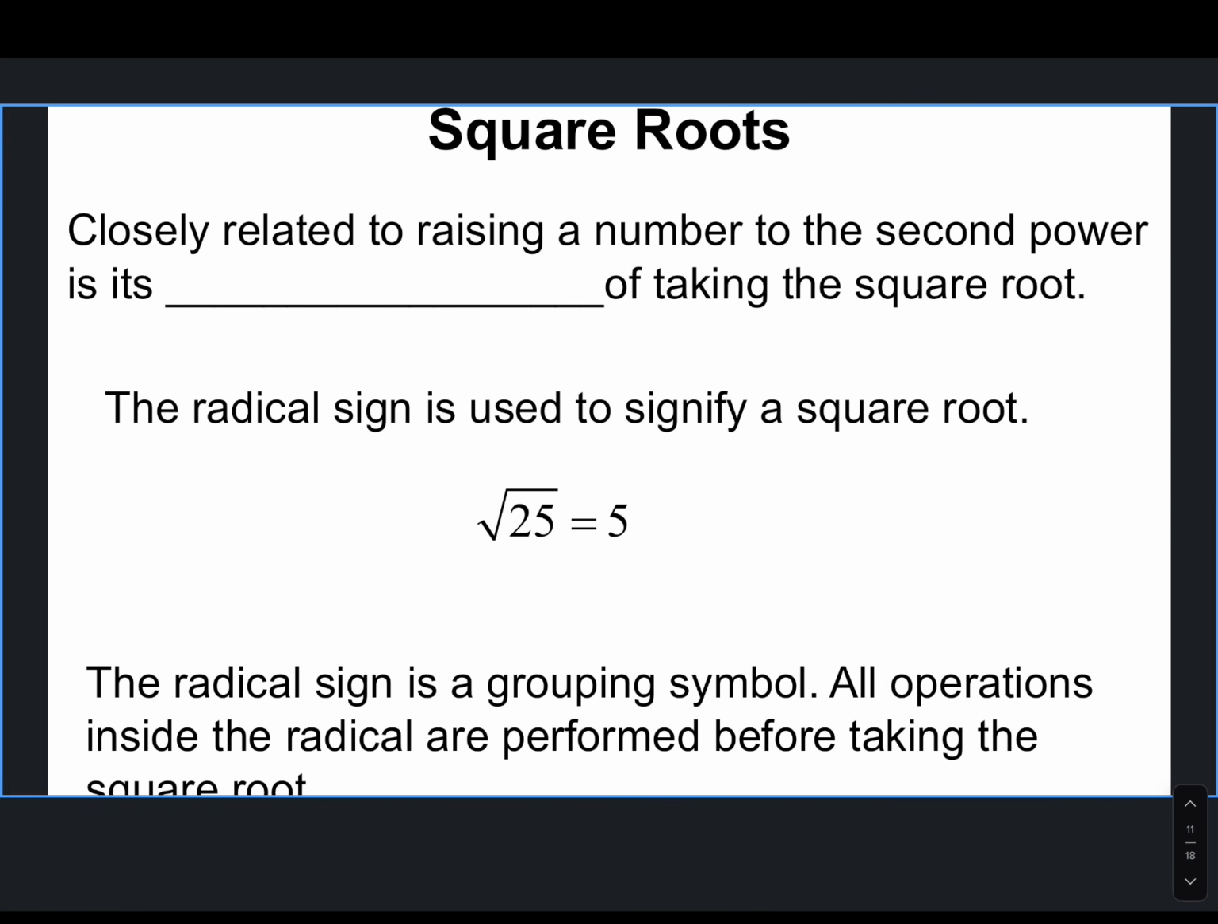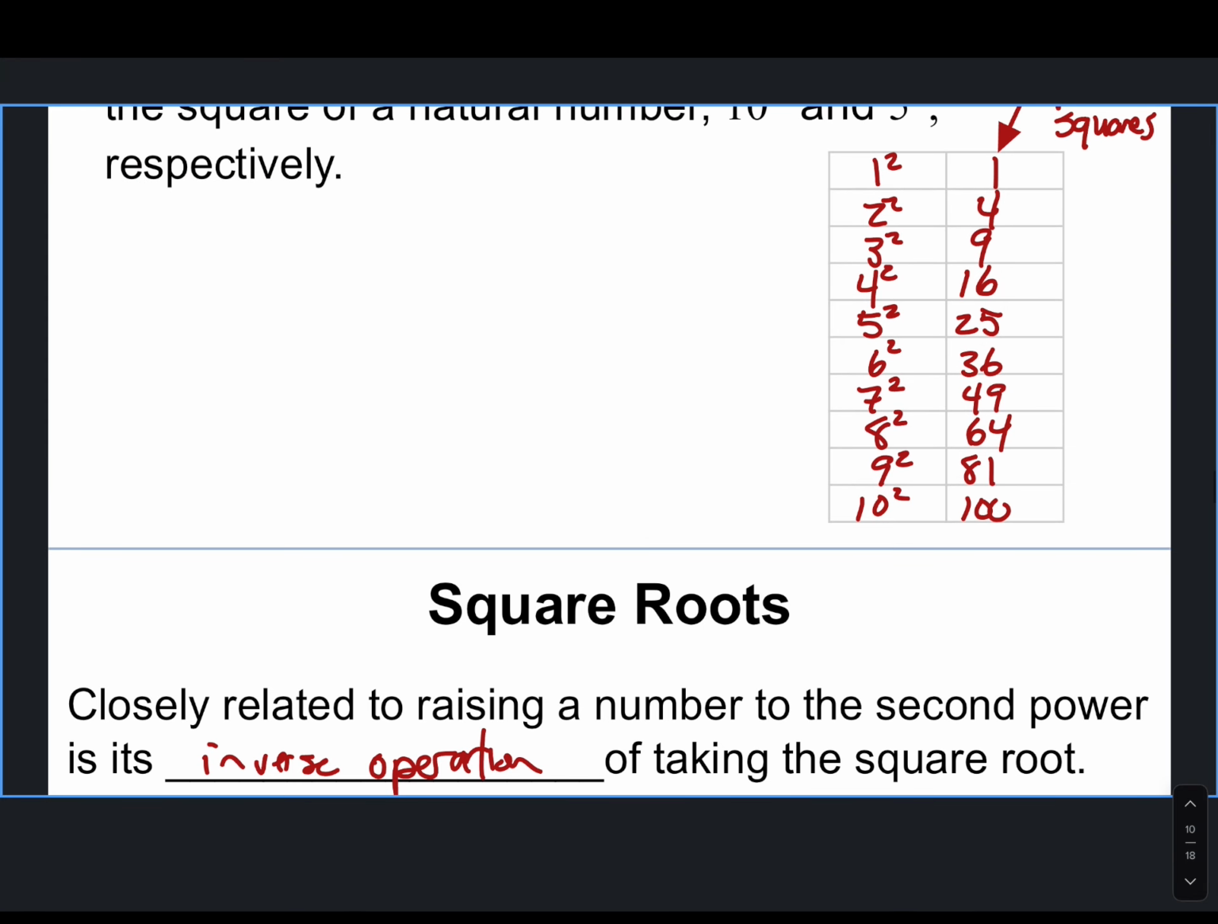So closely related to perfect squares, to raising a number to the second power, is its inverse operation of taking the square root. We use a radical sign to signify a square root. So if you take a square root of a perfect square, you get the number in the left-hand side of our table, right? So if you take the square root of 36, you get 6. If you take the square root of 64, you get 8.